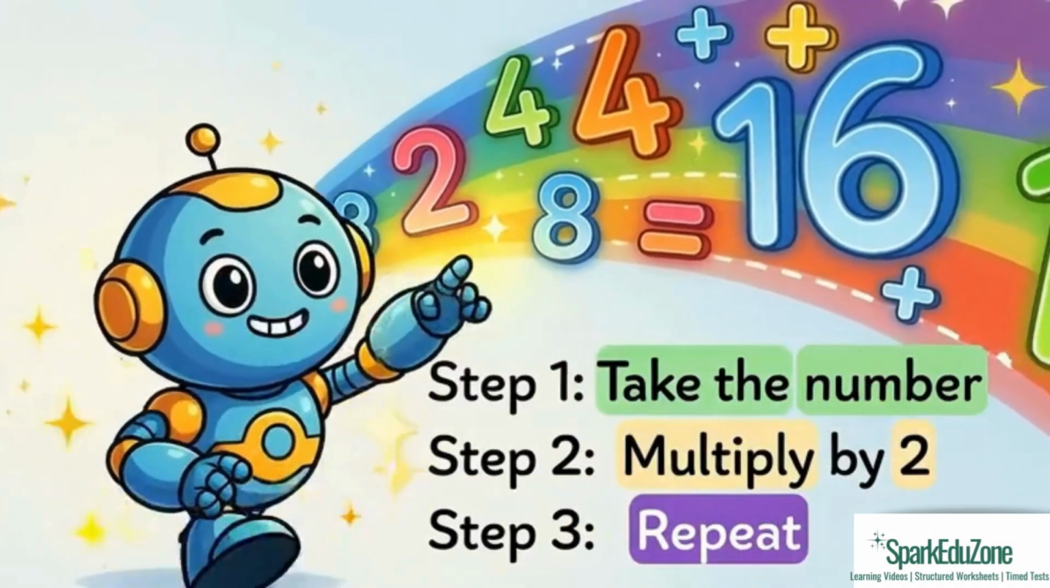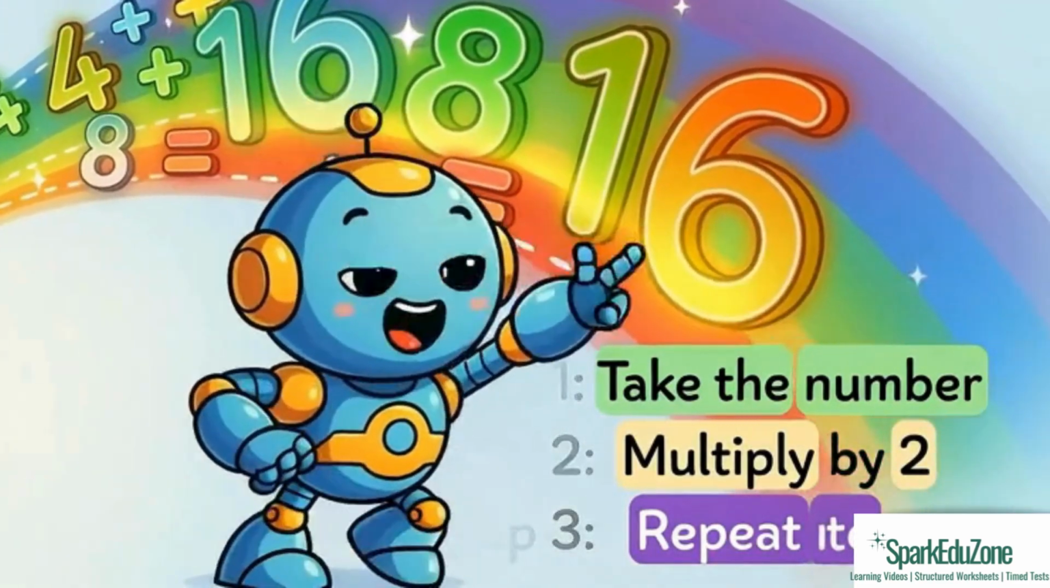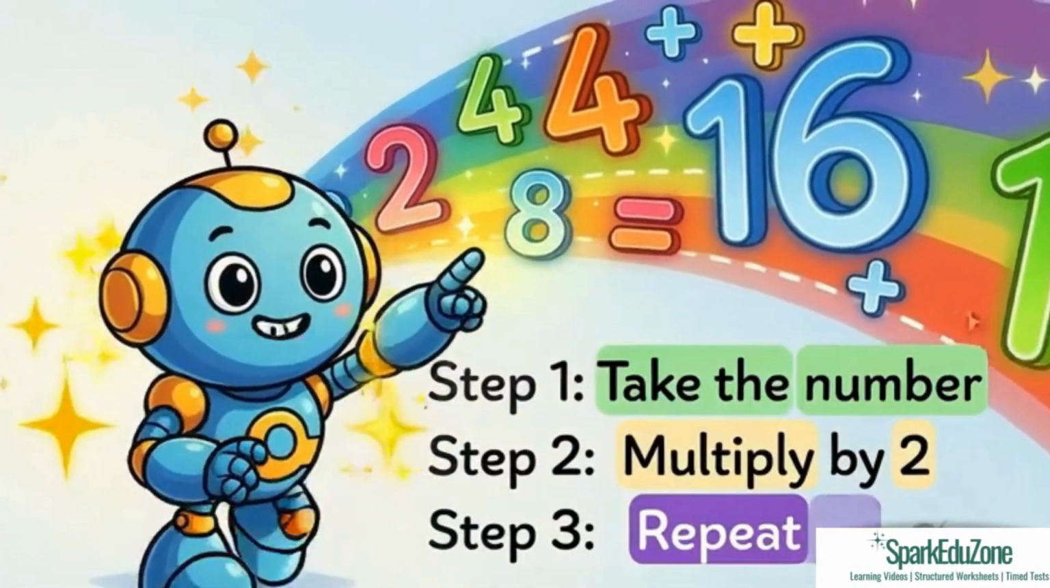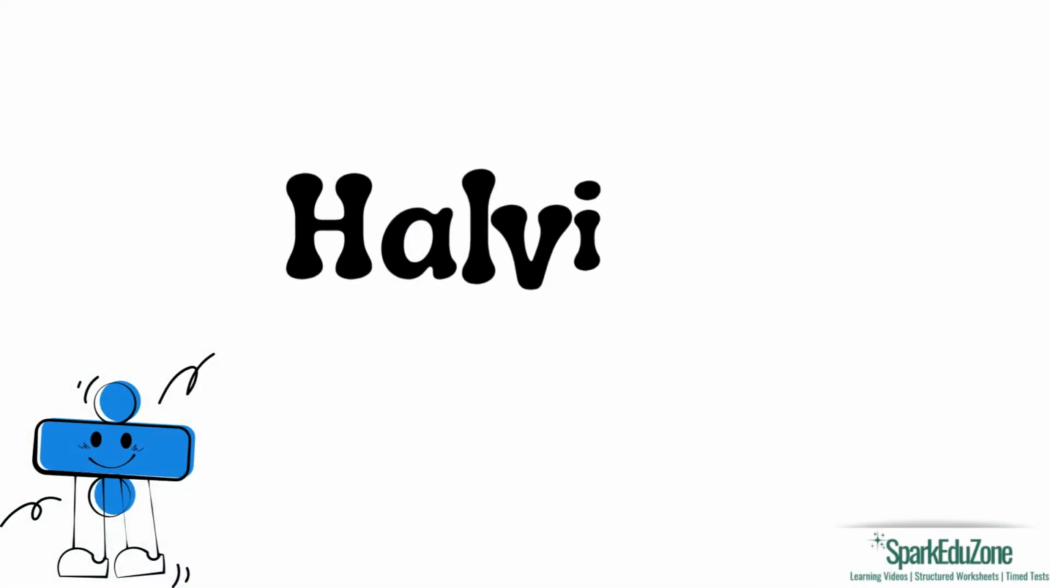Our algorithm, or step-by-step rule, is simple. Step 1, take the number. Step 2, multiply by 2. Step 3, repeat. Halving is the opposite of doubling.